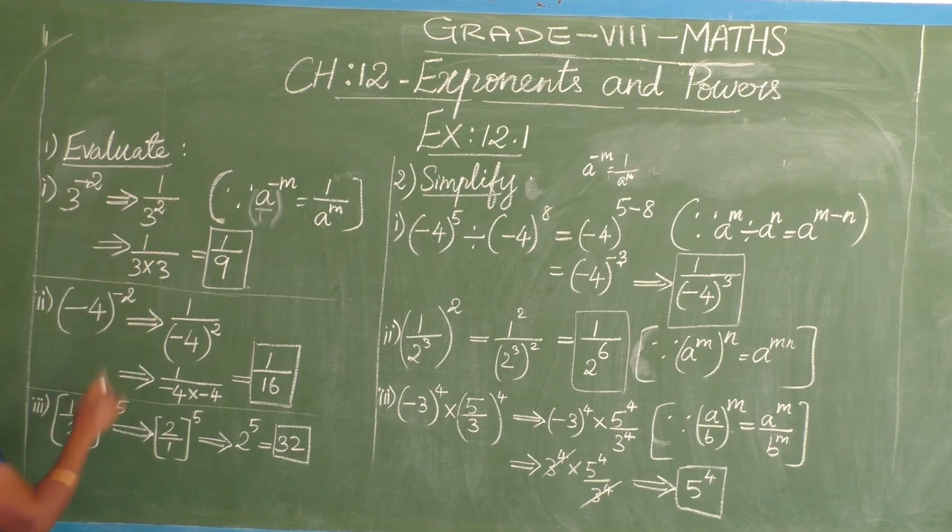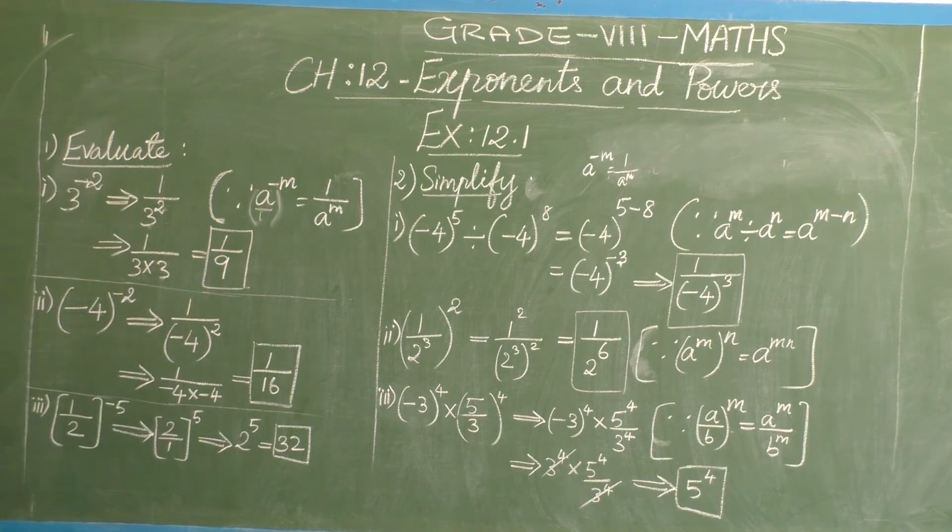3 square, how do you read it? 3 raised to the power 2. Simply 3 square, 2 power 2 has some special name. Already I told you in square root category, squares chapter. So 3 square, clear? So now 3 square can be written in multiple ways, 3 into 3. 3 can be written in multiple ways according to the number of power. Power is here 2, so 3 into 3. What answer will come? 9. So answer for 3 power minus 2 is 1 by 9.